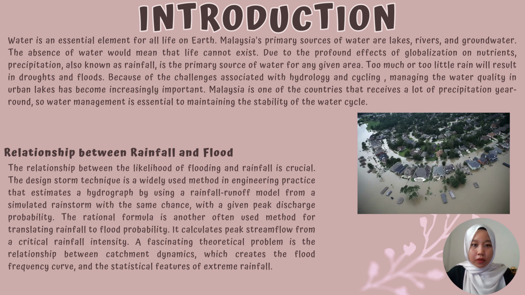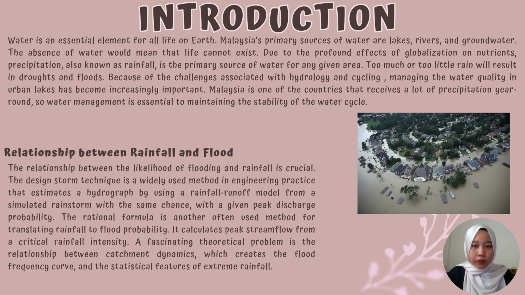Precipitation, also known as rainfall, is the primary source of water for any given area. Too much or too little rain will result in drought and floods. Because of the challenges associated with hydrology and cycling, managing water quality in urban areas has become increasingly important. Malaysia is one of the countries that receives a lot of precipitation year-round, so water management is essential to maintaining the stability of the water cycle.